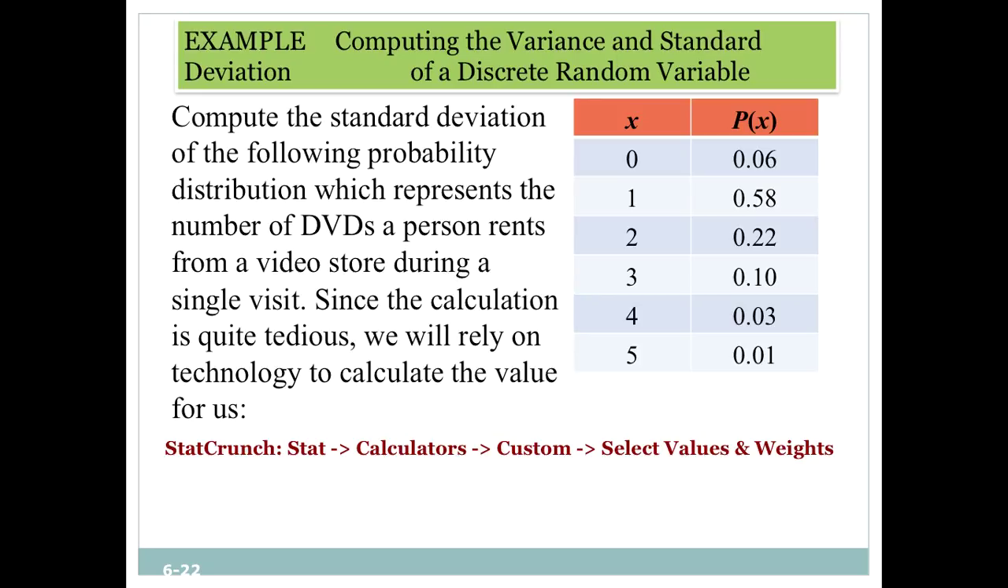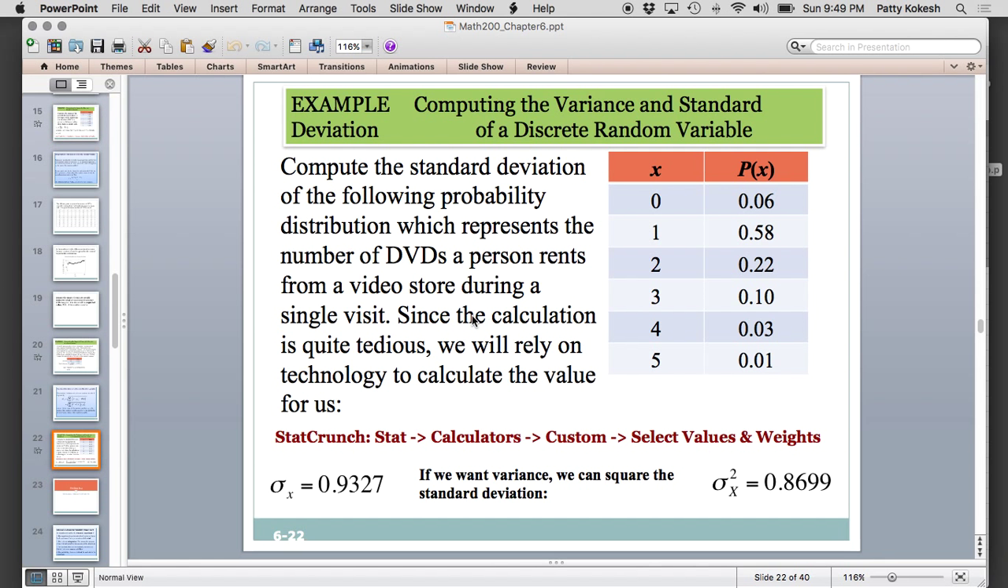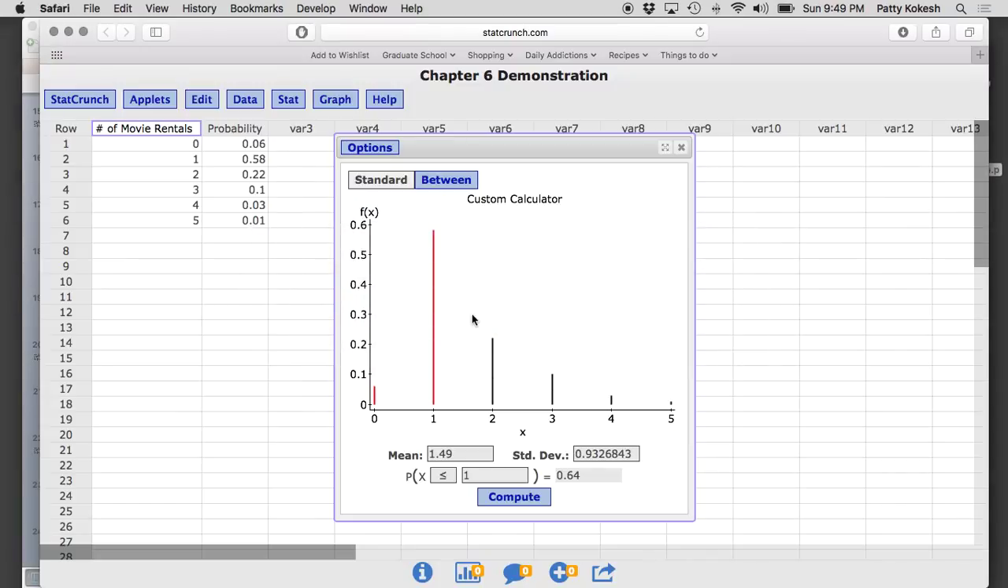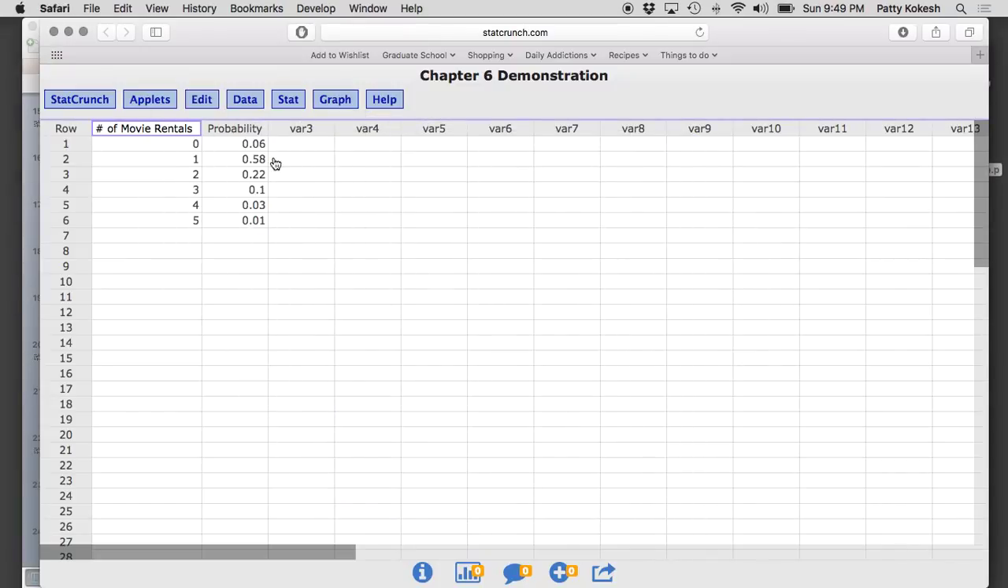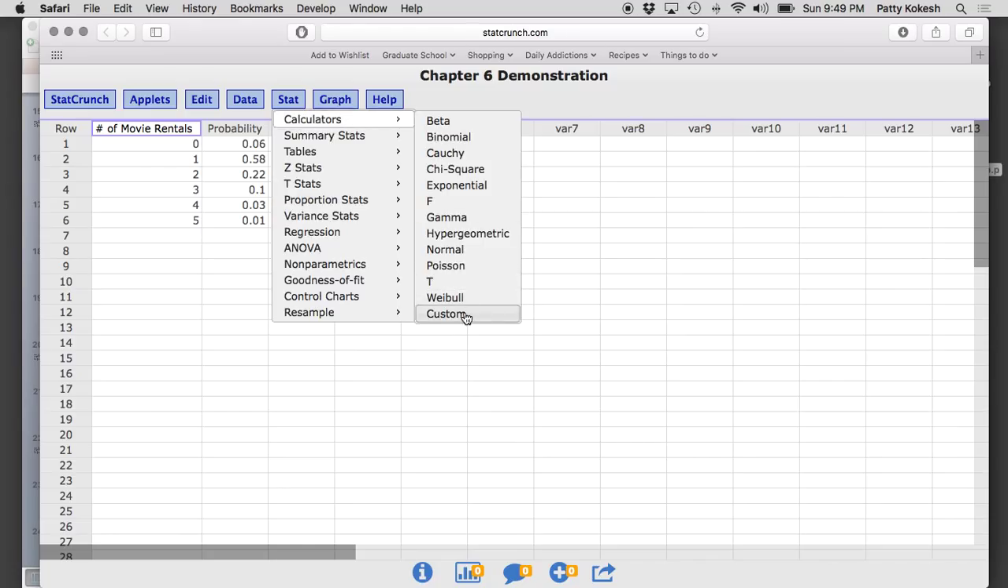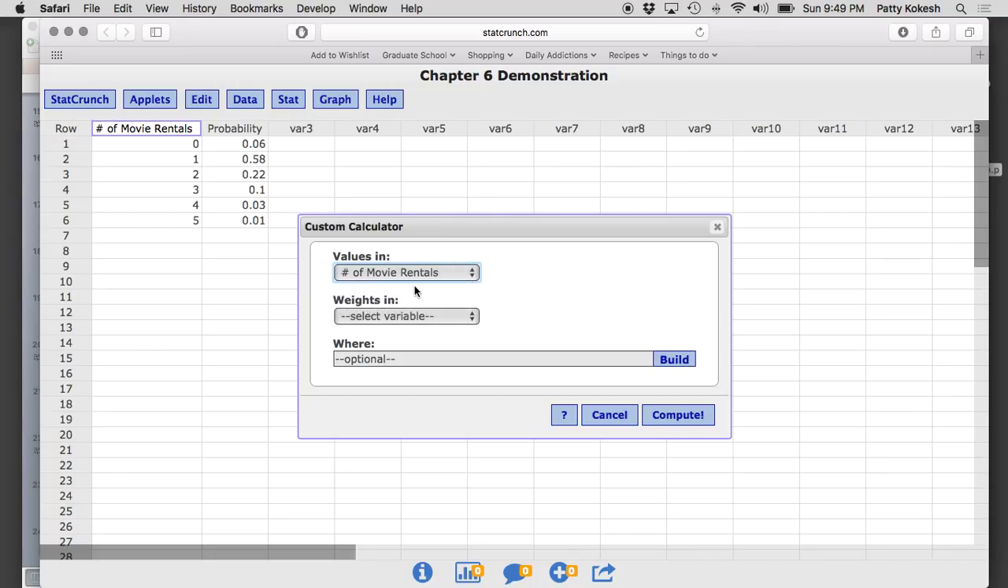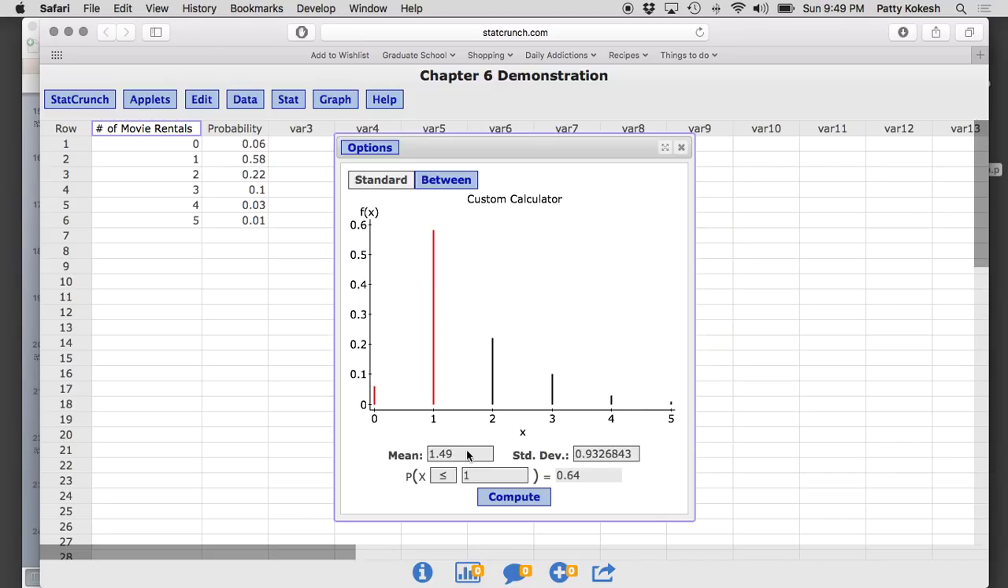So if we take a look back at our example with the video store rental, we have the same data, and we actually already found the standard deviation, we just didn't take a look at it. I'm just going to exit out of full screen view here and go back over here. I'm going to pretend like we didn't already do that just so I can show you guys one more time. This is where we go to Stat Calculators Custom, and then we select the values of our discrete random variable, and we select the weights, which are the probabilities, and we click Compute. 1.49 again was that mean that we found, and then if you look right over here, here's our standard deviation. It's 0.9327, it looks like, if we were to round.